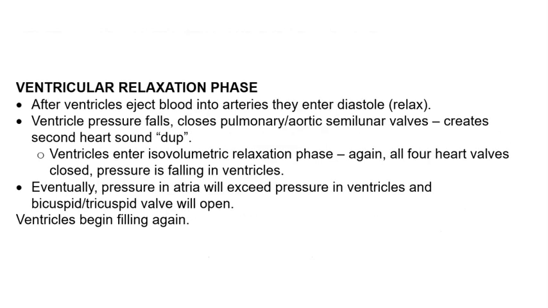After the ventricles eject blood into the arteries, they enter diastole and relax. At this point, blood pressure in the ventricles drops, closing the pulmonary and aortic semilunar valves, which creates a second heart sound, which is a dup sound. The ventricles then enter a phase called the isovolumetric relaxation phase. Again, this is a point when all four heart valves are closed and blood pressure is decreasing in the ventricles, since the ventricles are entering diastole after ejecting their blood.